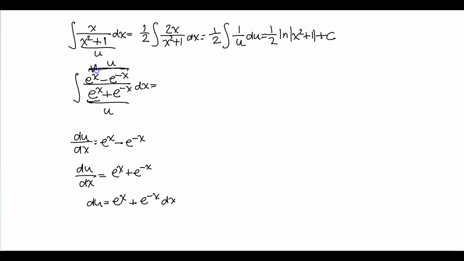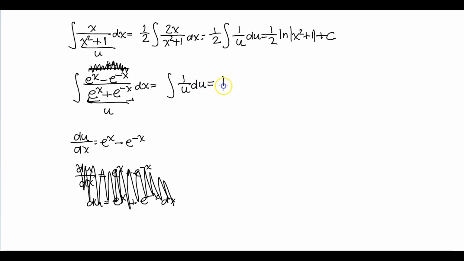So this choice is bad, and we're not going to focus on it. We're going to focus on this choice, and we let du equal e to the x minus e to the negative x dx. And that again gets you 1 over u du. We didn't even have to introduce anything. And that gets you ln of e to the x plus e to the negative x plus c.